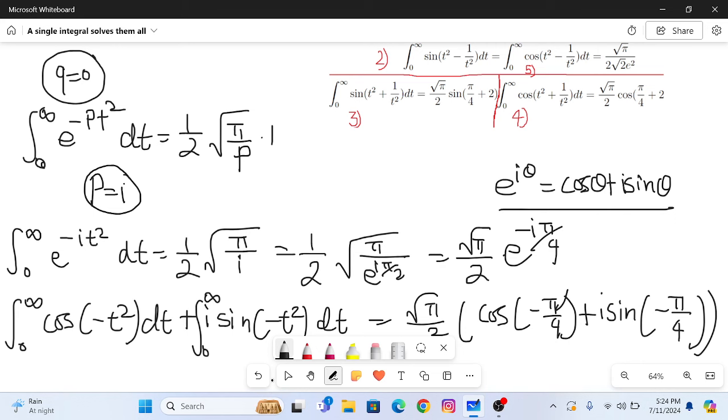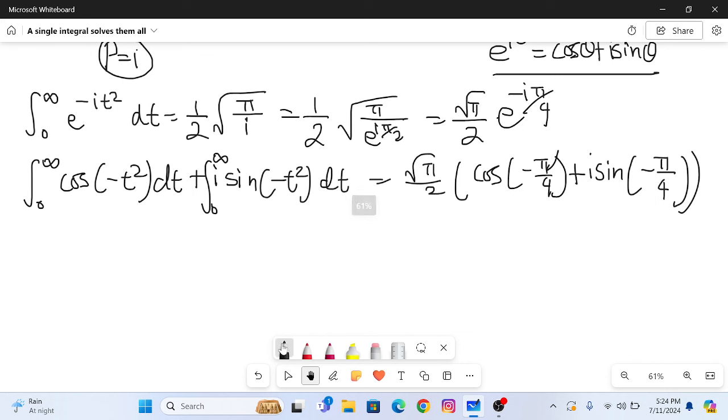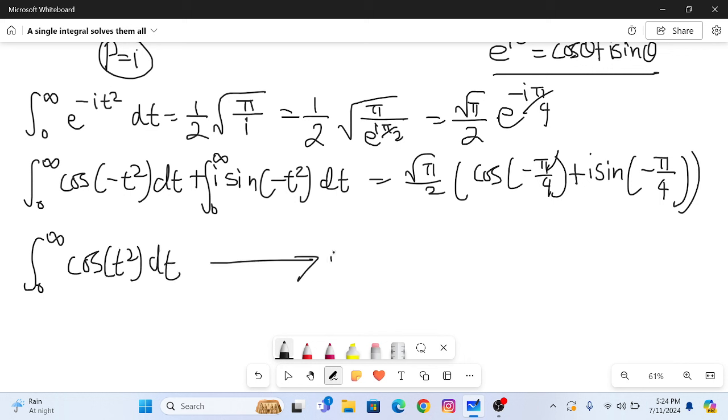Now we know that the real parts and the imaginary parts are equal to each other. So over here the integral from 0 to infinity of cos of minus t square is just cos of t square, because cos is an even function. So this one will be equal to the real part from here, root pi by 2 times cos of minus pi by 4, which is just 1 by root 2, so that is root pi by 2 root 2.